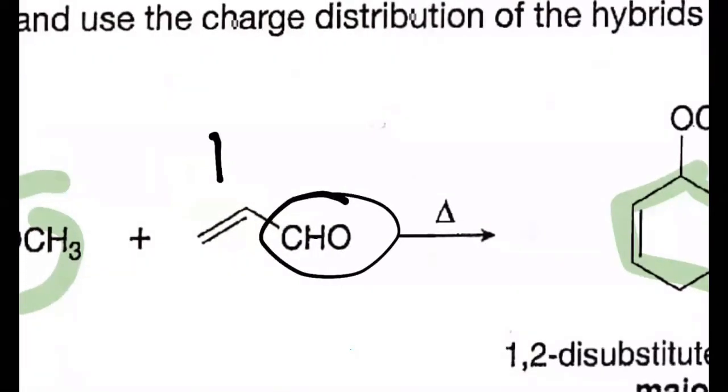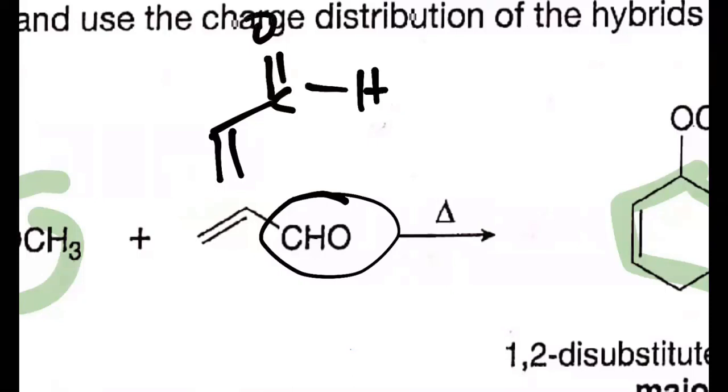Anybody remember what that CHO is? It's an abbreviation for a functional group. Anybody remember? No? All right. It's an aldehyde. Anytime you see CHO written like this, it's an aldehyde. It's just an abbreviation for the aldehyde functional group. All right. Now here's the question. What would the resonance form for that look like?